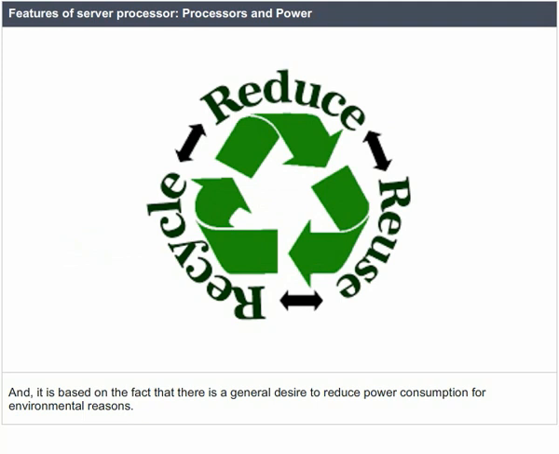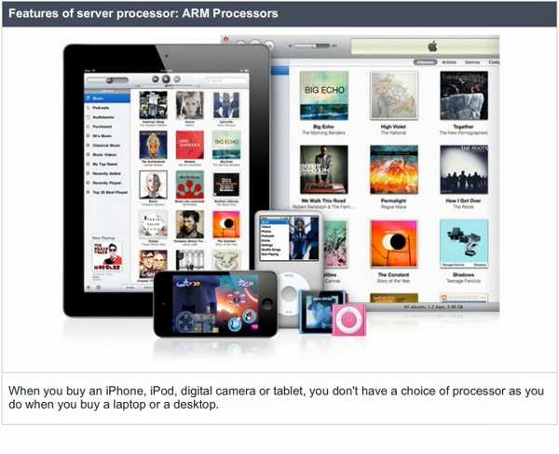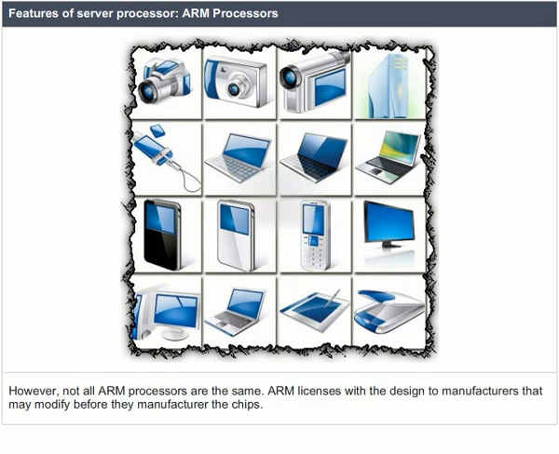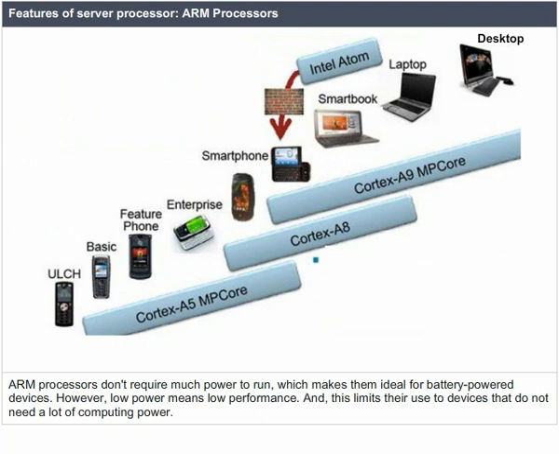Features of server processor: ARM processors. When you buy an iPhone, iPod, digital camera, or tablet, you don't have a choice of processor as you do when you buy a laptop or a desktop. Almost all small electronic devices with a microprocessor use ARM processors. However, not all ARM processors are the same. ARM licenses the design to manufacturers that may modify it before they manufacture the chips. ARM processors don't require much power to run, which makes them ideal for battery-powered devices. However, low power means low performance, and this limits their use to devices that do not need a lot of computing power.